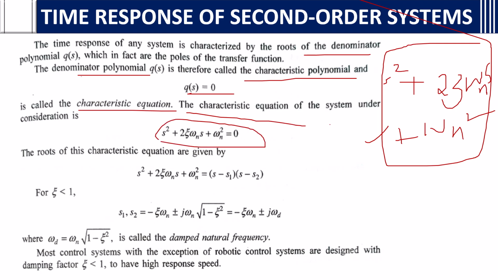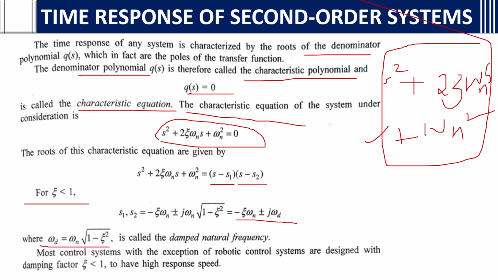The roots of this characteristic equation are given as s minus s1, s minus s2. That is the roots of the equation. If zeta is less than 1, then s1 and s2 will become minus zeta omega n plus or minus j omega n root of 1 minus zeta square. One will be with plus, one will be with minus. If you take plus for s1, then minus you should consider for s2. Then this can be written as minus zeta omega n plus or minus j omega d.